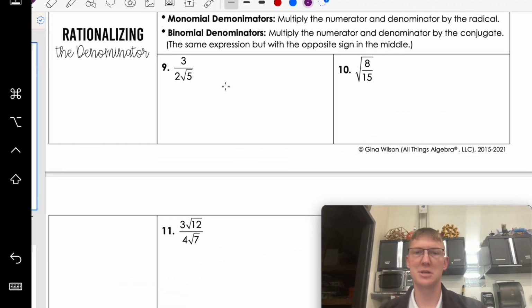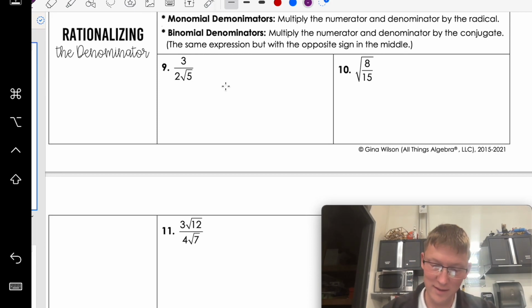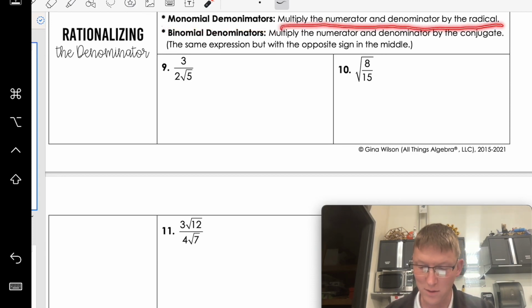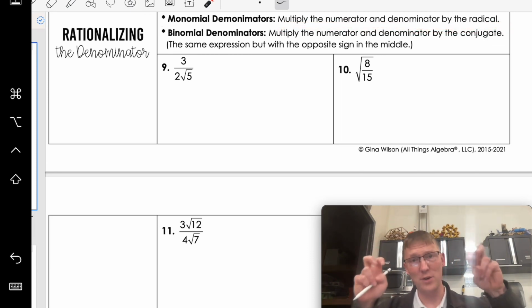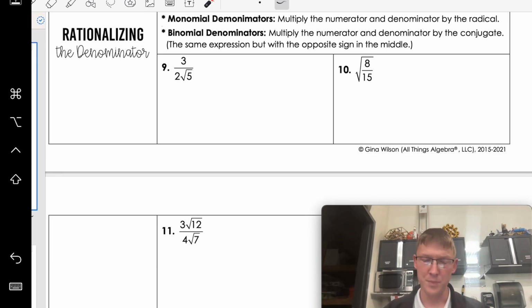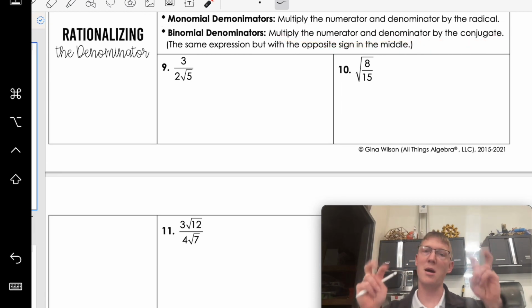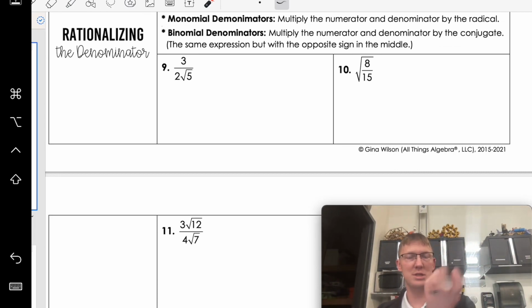Okay, rationalizing. We've talked about this before. Remember back with imaginary numbers, we don't like i in the denominator. Well, we also don't like radical signs, period, in the denominator. So when we see a monomial denominator, we're just going to multiply the numerator and denominator by the radical. That's what I mean when I say we're going to multiply by a fancy version of 1. That's why we can get away with it. And if it's a binomial denominator, we're going to multiply the numerator and denominator by the conjugate. This is just a normal conjugate as opposed to a complex conjugate. But again, you just switch the sign in the middle of the two numbers and multiply by a fancy version of 1. So let's do it.